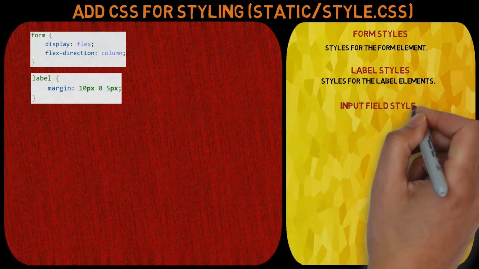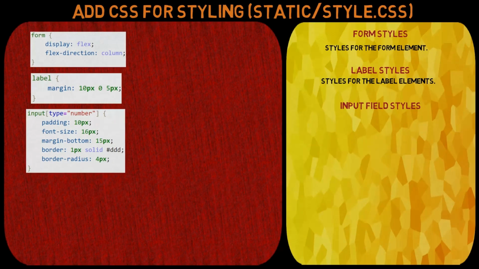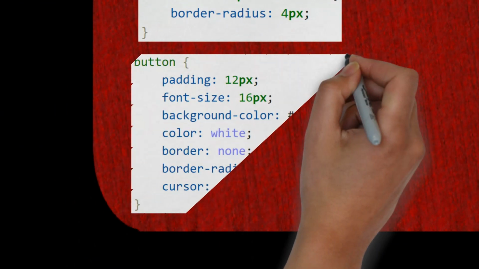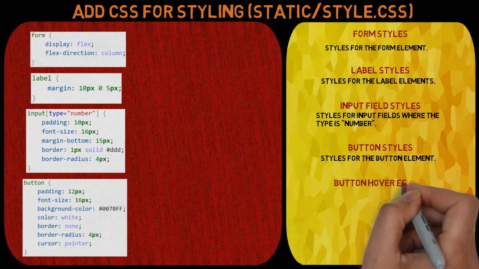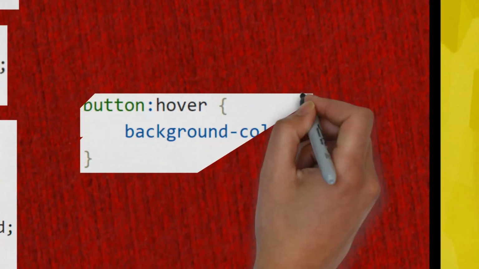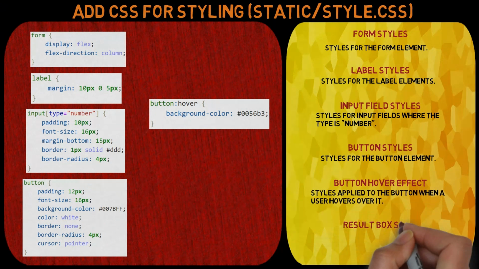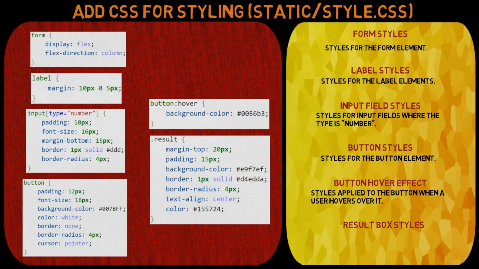Input field styles. Styles for input fields where the type is number. Button styles. Styles for the button element. Button hover effect. Styles applied to the button when a user hovers over it. Result box styles. Styles for the result box that displays the predicted number of medals.